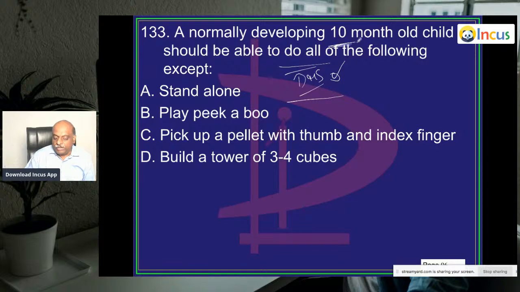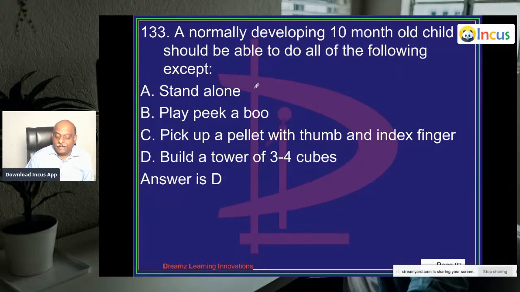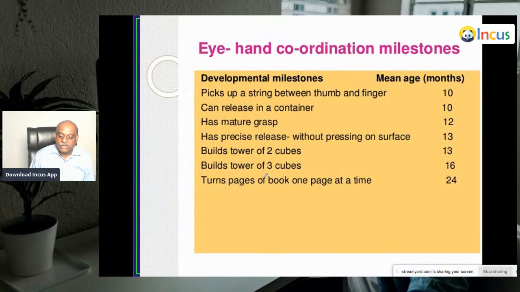10 month old child, he can stand alone, he can play peekaboo, he can pick up a pellet with the thumb and index finger. When can a child build a tower of 3 to 4 cubes? So you should remember, doctor, the child picks up a string between thumb and finger at 10 months of age. He can release in a container at 10 months.